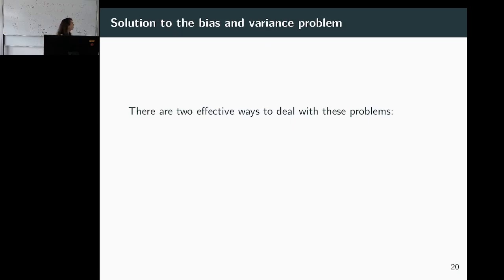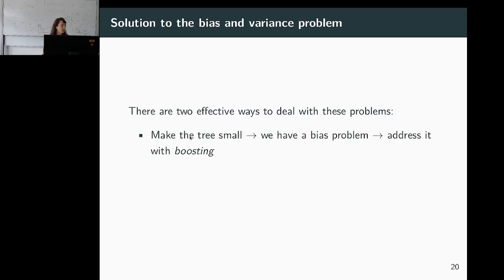But the good thing about them is that they are easy to understand, and they have a clear definition of this bias and variance problem, and there are two effective ways to deal with these problems. And once we deal with them, we will be strong. So one way to deal with these problems is to make the tree small. So we make it small, and then we have a bias problem.